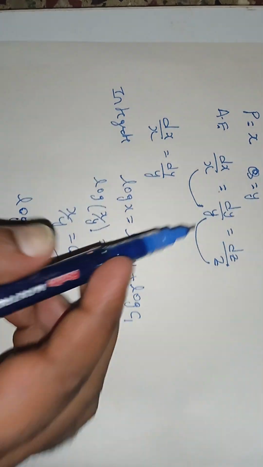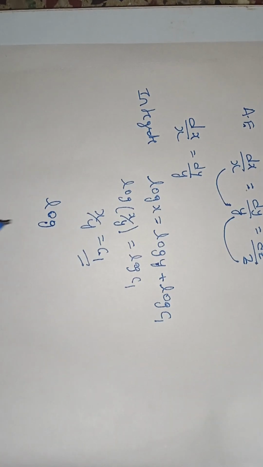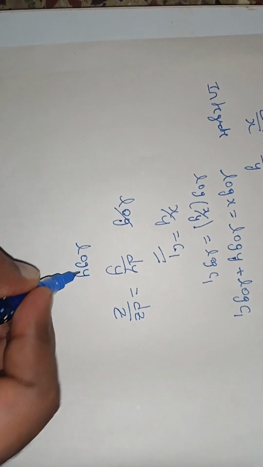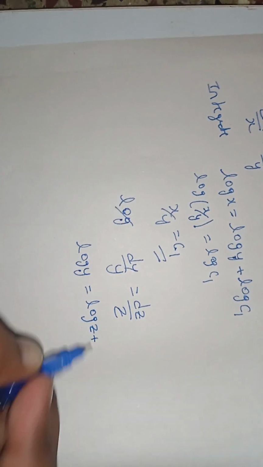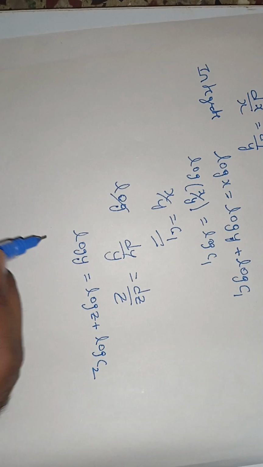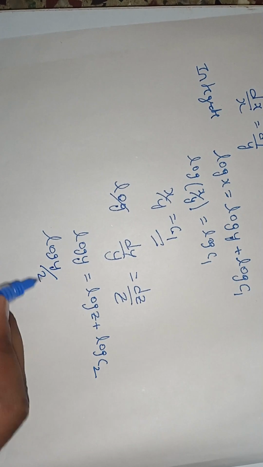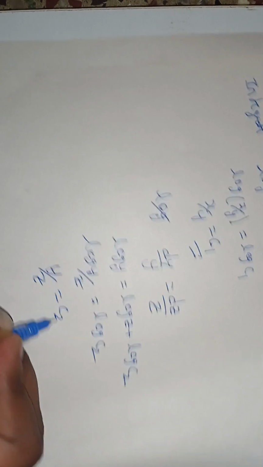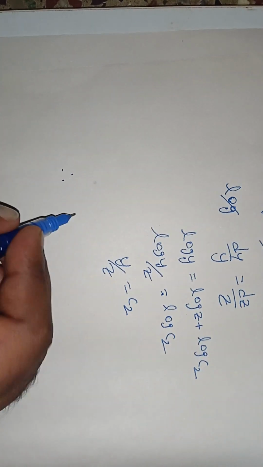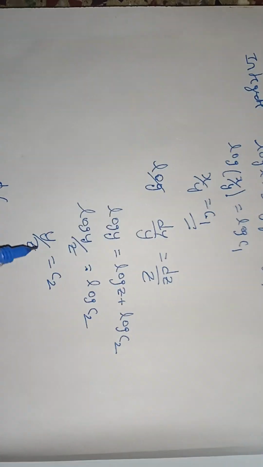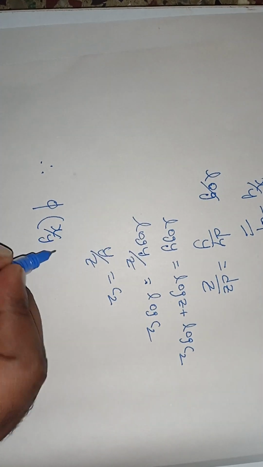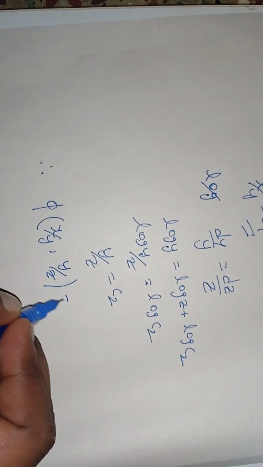Similarly, by taking these two, that is dy by y equal to dz by z, I get log y equal to log z plus log c2. Log y by z is equal to log c2, so y by z equal to c2. So therefore the final answer is phi of, you have to keep like this, x by y comma y by z is equal to 0.